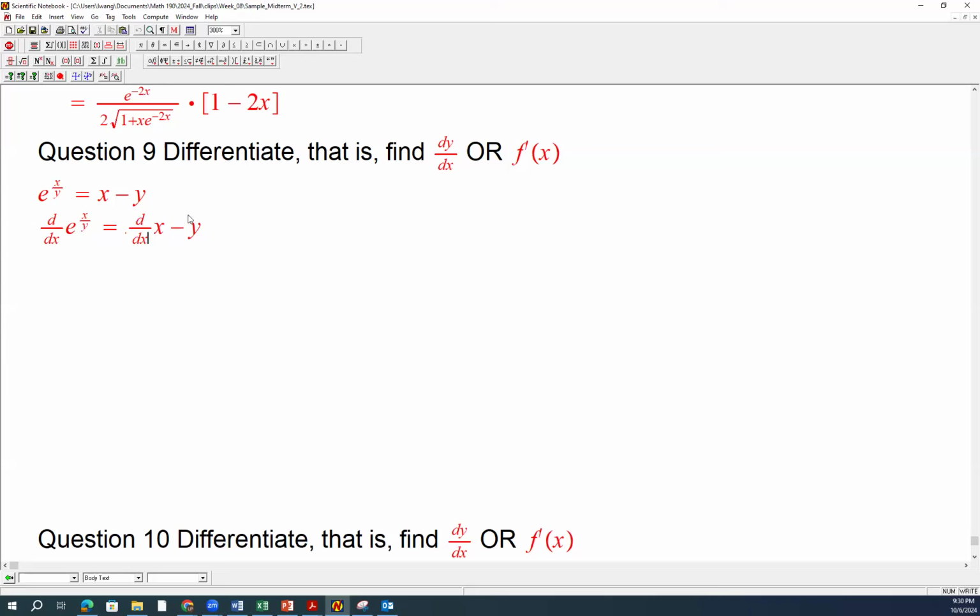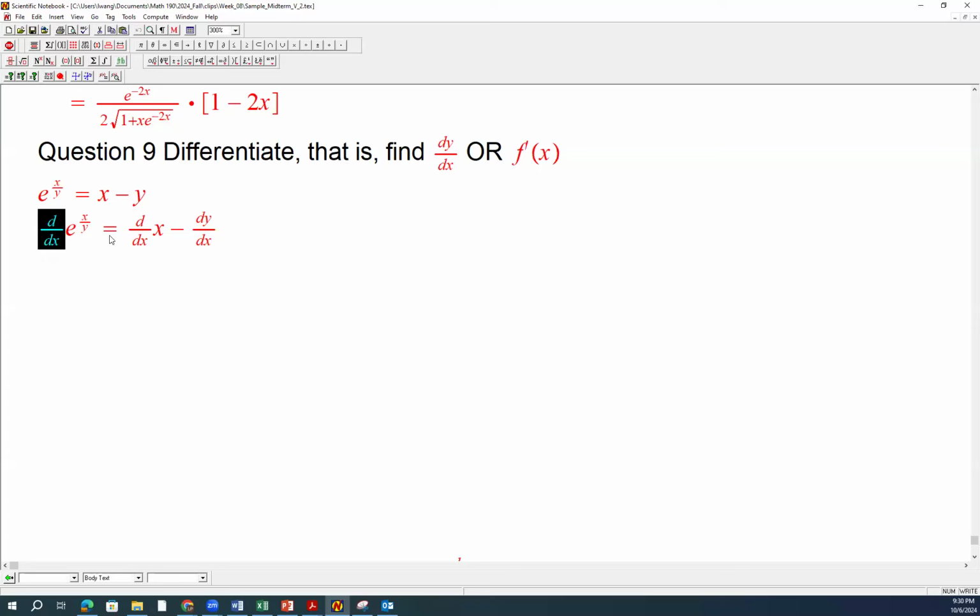With respect to x, right? So this is going to be dy dx. So we already have a dy dx here. And next, we're going to apply chain rule. And applying chain rule, of course, this is going to be e to the power of x over y, right? And then differentiating x over y.